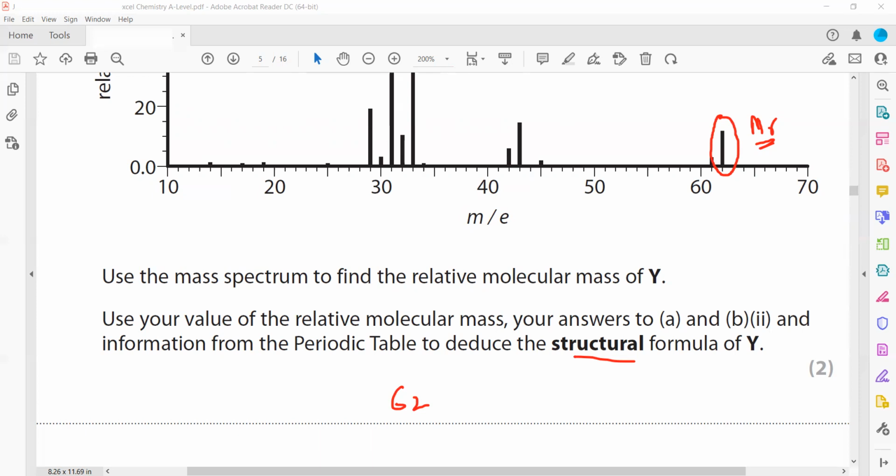And what we can deduce about the structure, I already mentioned it is a diol. And remember, whenever potassium manganate 7 is added to an alkene, that will result in the formation of a diol. So when we find the total molecular mass of this compound, it will come out as 62. So this confirms that the diol is present.